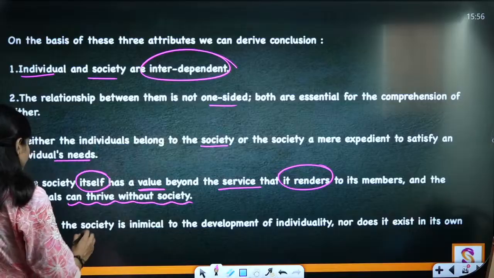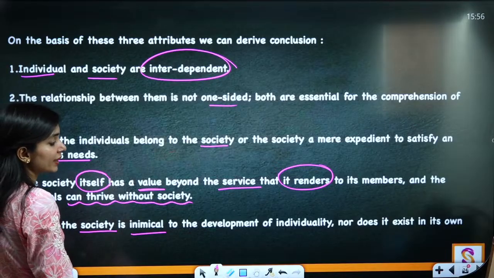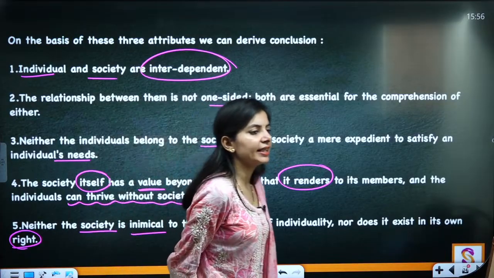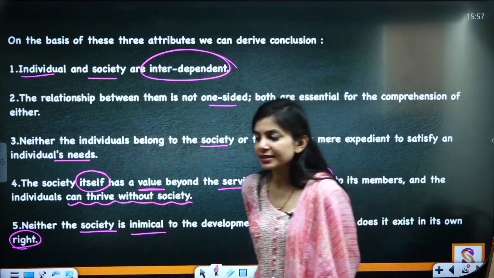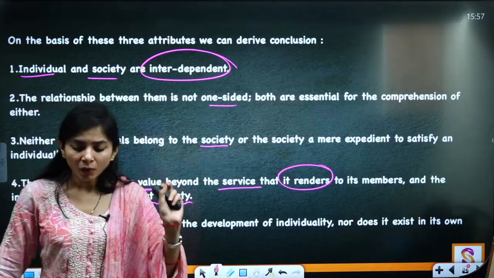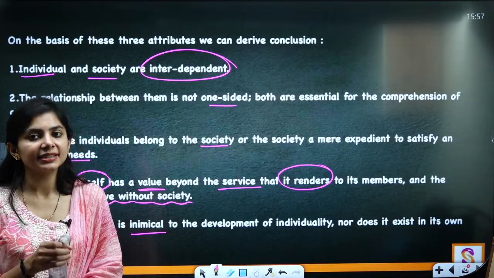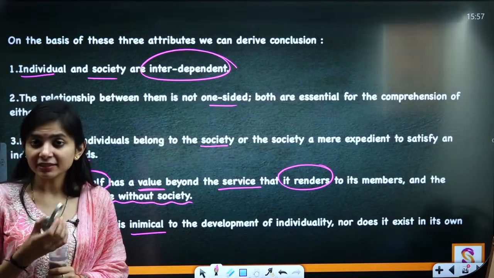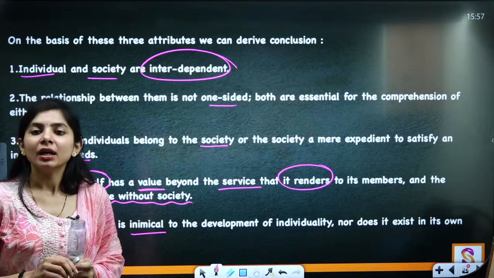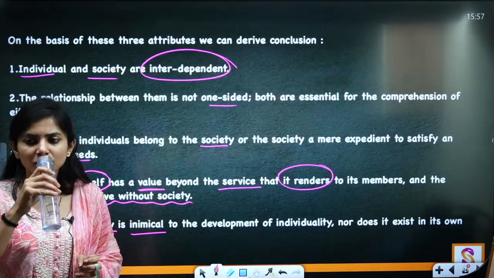Fine. Now, neither is the society inimical to the development of individuality, nor does it exist in its own right, which is specifying that society is something which is a result of the need-based theory, but still only one particular thing cannot endanger the existence of the society, as well as only the society is not the one that would lead to the determination of the existence of the individual. Like, let me give you the basic example.